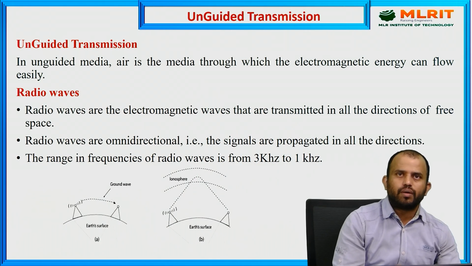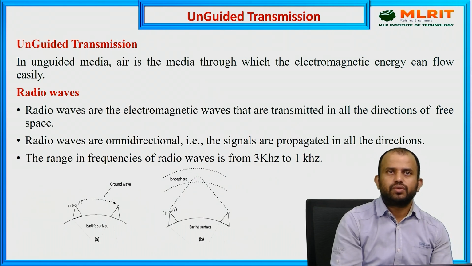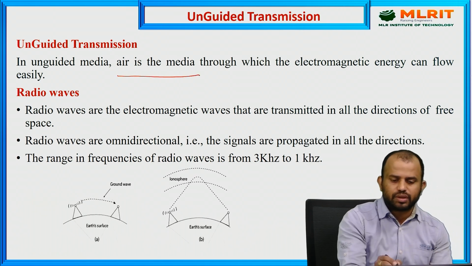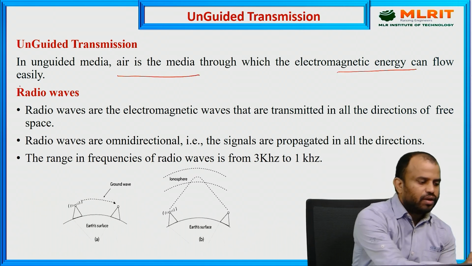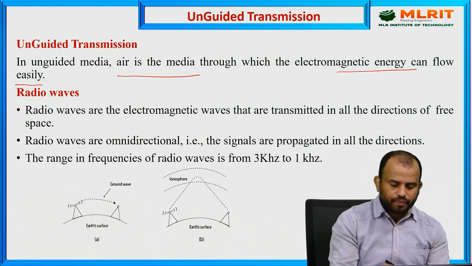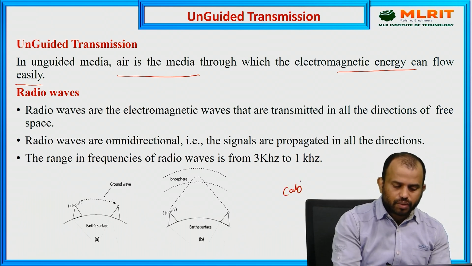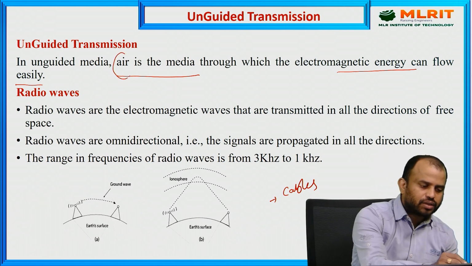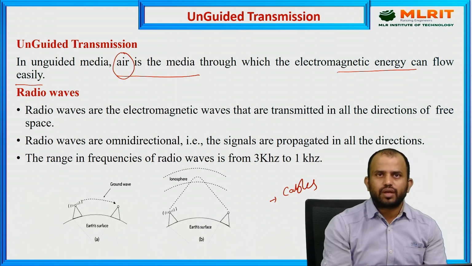In the unguided medium, the air acts as the medium through which electromagnetic energy can flow from one end to another. In guided media, some kind of cable or wire acts as the medium between the source and receiver. But in unguided transmission, air acts as the medium, because the information is transmitted in the form of waves through the air.